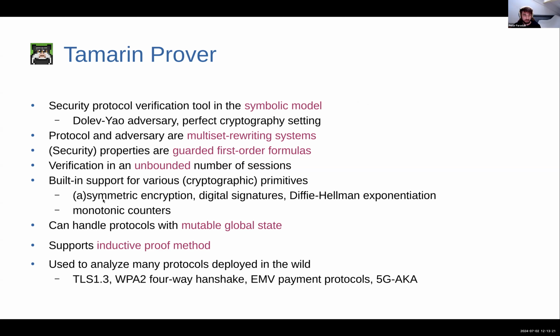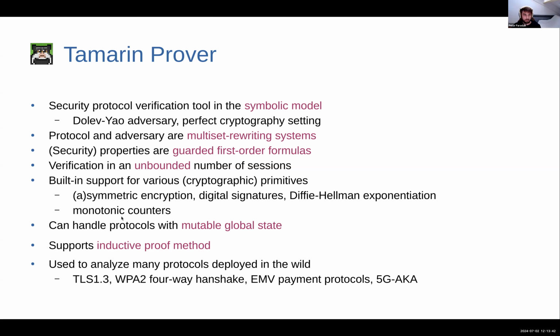And here I want to emphasize that it is possible to model monotonic counters in Tamarin. Now, this was very helpful to us because we wanted to model Galois counter mode encryption in Tamarin, and we needed to somehow model nonces. So we implemented nonces and monotonic counters in Tamarin, okay?